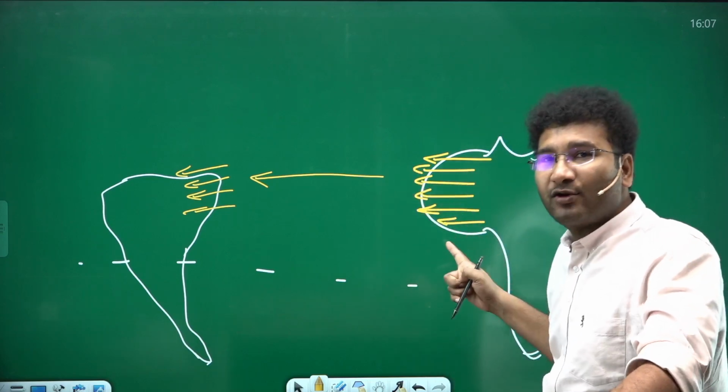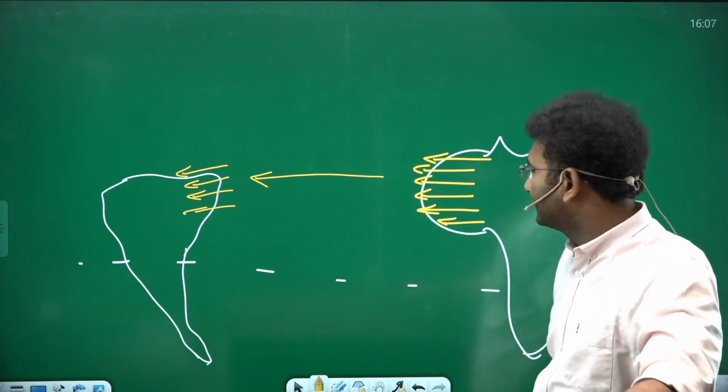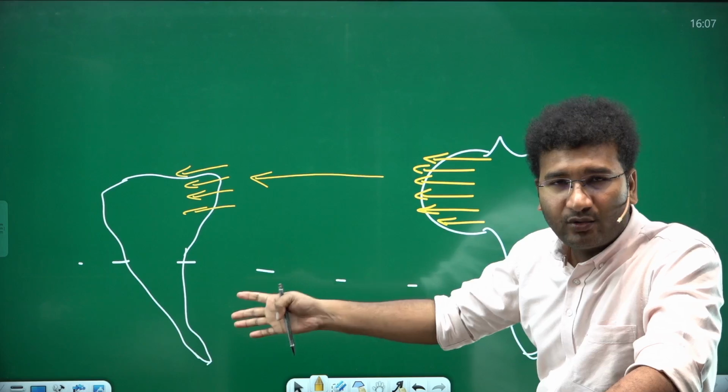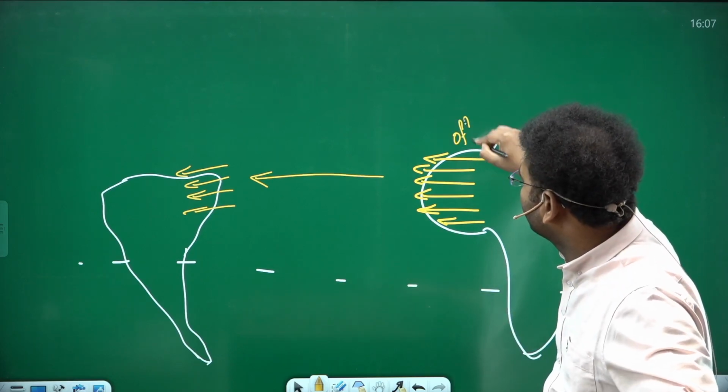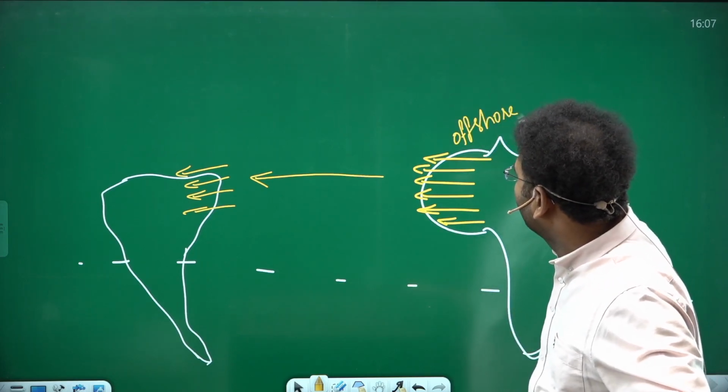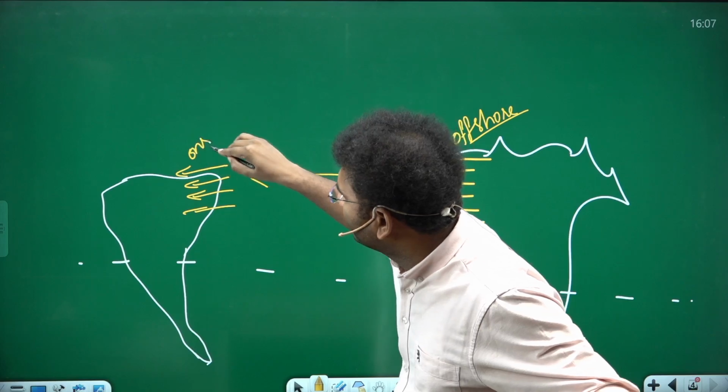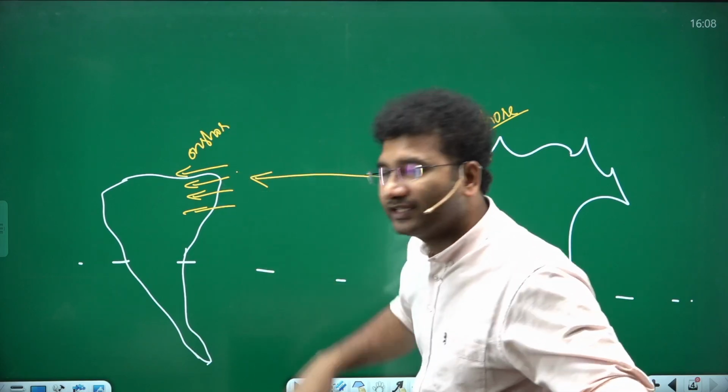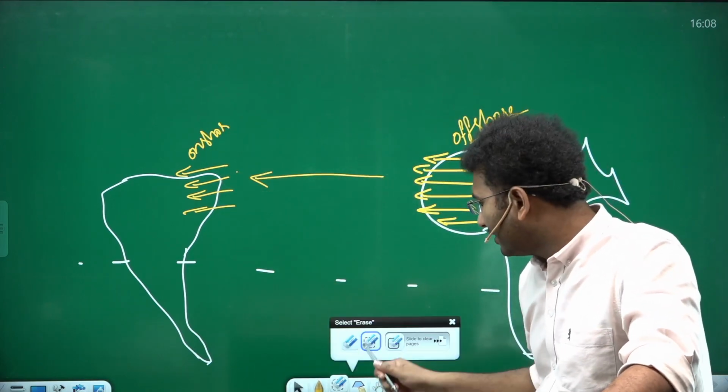Can I call this onshore winds or offshore winds? These are moving from the coastline to the ocean, they are offshore. And these are onshore winds because from the ocean they are going on to the coast. Now let's see how the water moves.